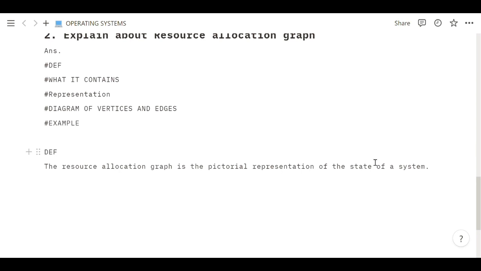system. So as we know, in a system there are many states. So this resource allocation graph will represent each state of the system and it will give us a clear view. So that is a basic definition.